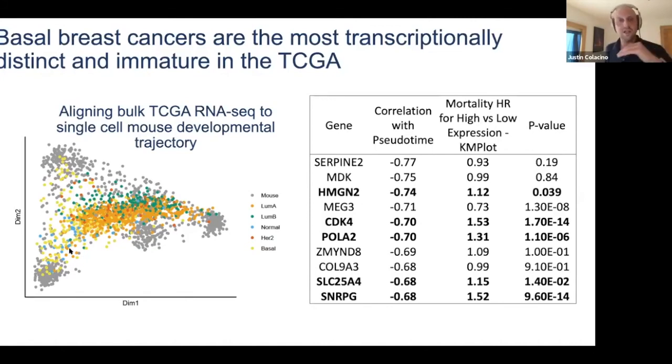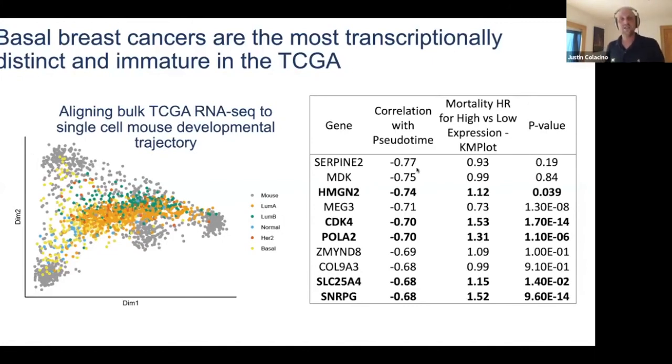None of them are really aligning with adult mammary glands, which matches up with what we understand about cancer in general. But then basal cancers, these triple negative, really aggressive cancers, they're the ones that are the most developmentally immature. And we can look at gene signatures of which genes are most inversely correlated with pseudotime. So the genes that are expressed highest in the top left component, these really developmentally immature cells.